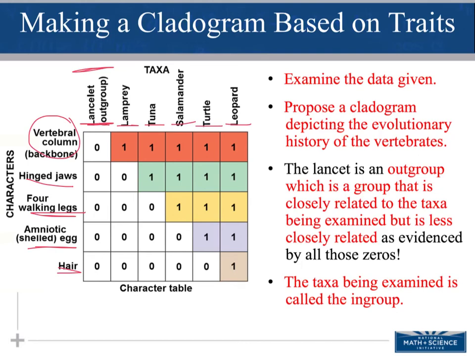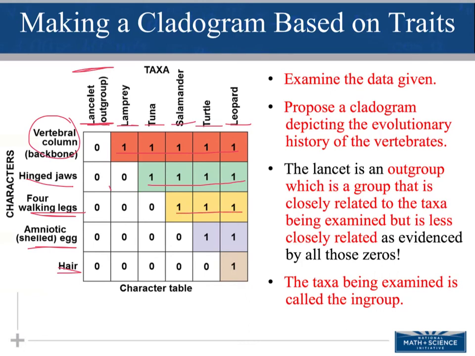So, does a lamprey have a backbone? Yes, it does. And you may not know what all of these animals are, but you just kind of have to go with the one that makes the most logical sense. So if you look at it, a 1 indicates that you have that trait. So everything has a backbone. When we get to hinged jaws, notice that our lamprey drops out. But from tuna all the way up through leopard, they all have hinged jaws. When we get to 4 walking legs, I mean, think about it, tuna's a fish, no walking legs there, so it drops out. Everything from a salamander up to a leopard stays.